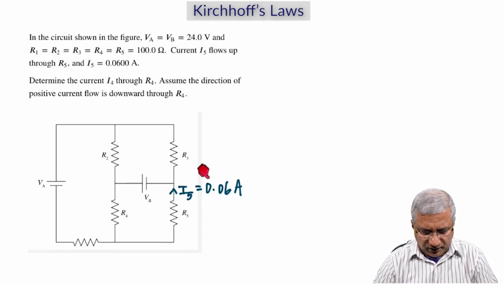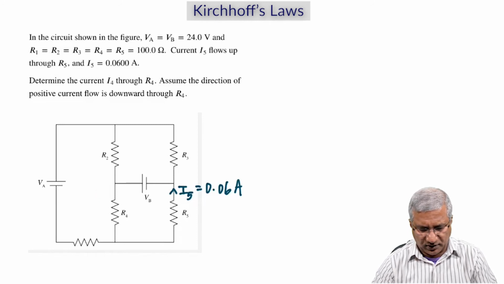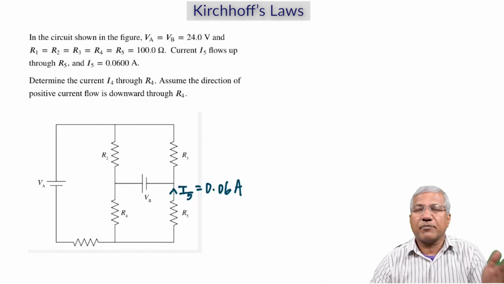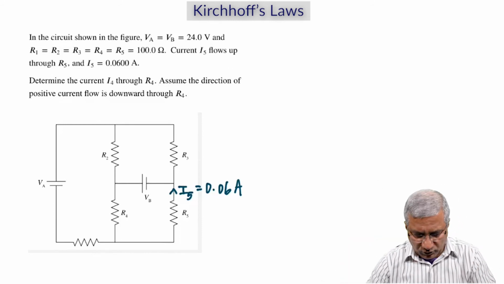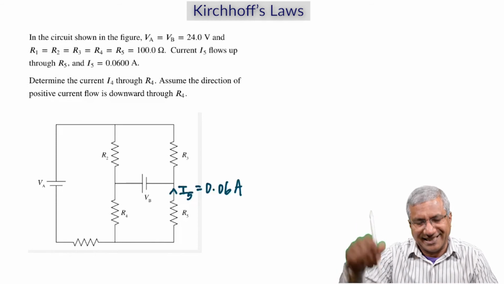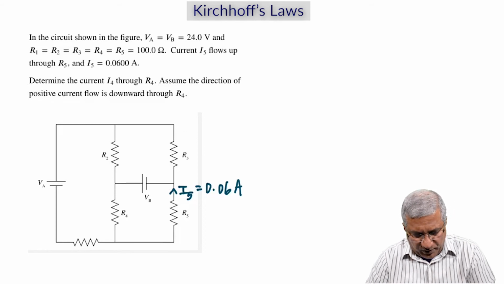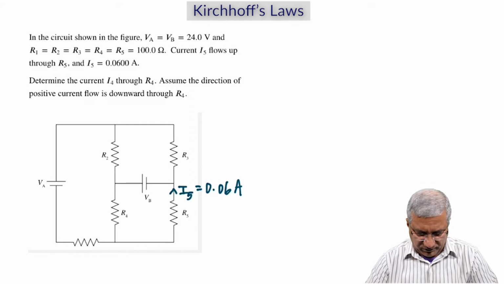And we've got to find the current I4, which is through R4. And it says assume the direction of positive current is downward through R4. So even that is given. So assume that the current through R4 is flowing down. Take that as positive, it says. So that's what's given. What do we have to find? We have to find the value of current I4.